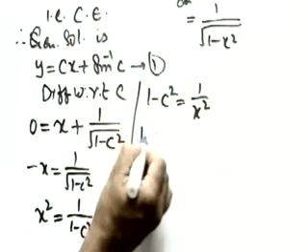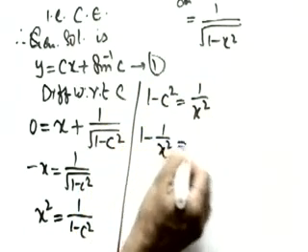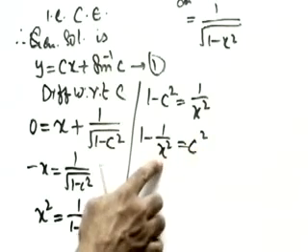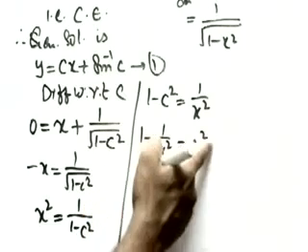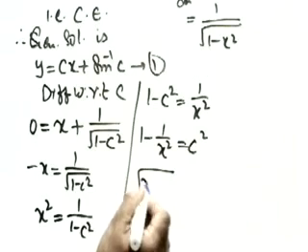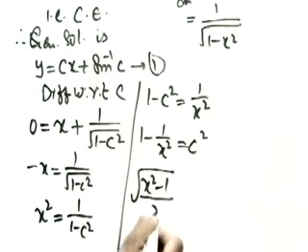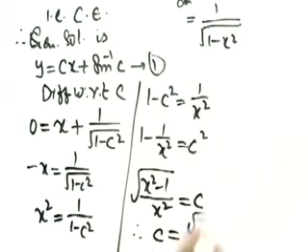C is minus. Bring here, it will be plus. Bring here, it will be minus. Like this: 1 minus 1 by x square equals c square. Take LCM here and bring the square here. It will be root. Root of x square minus 1 by x square equals c.